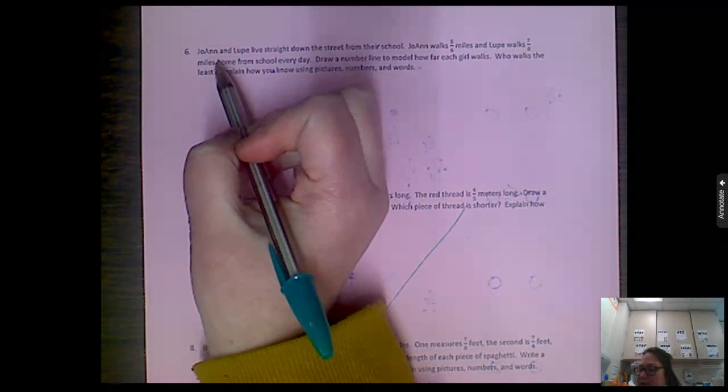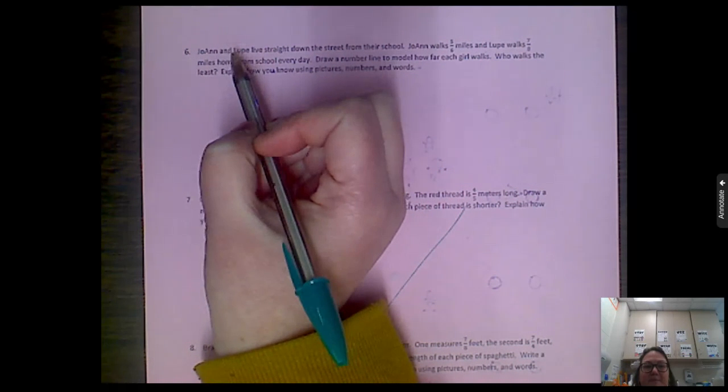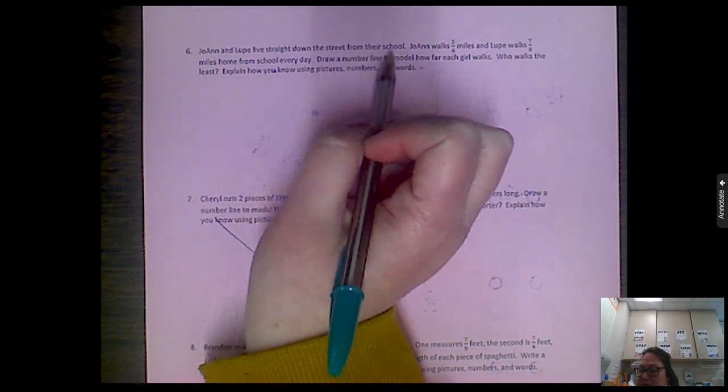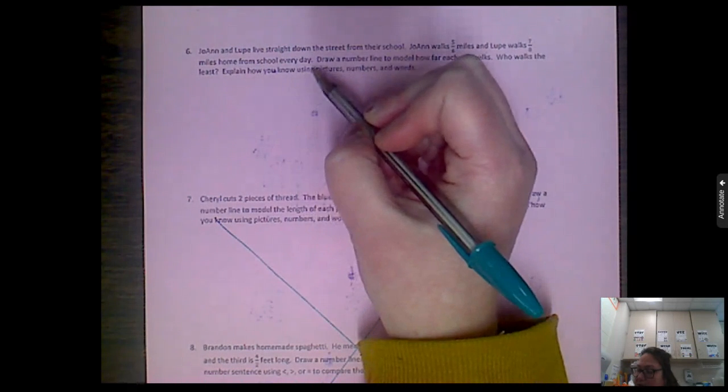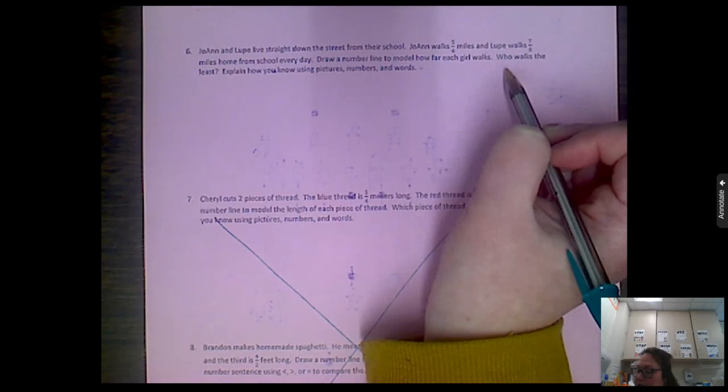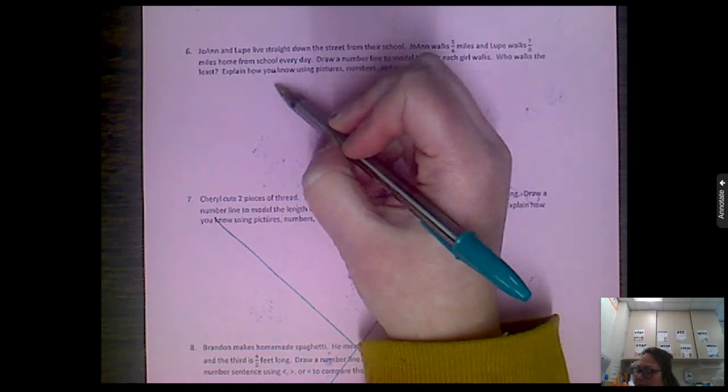So let's read through number 6. Go ahead and put your finger or your pencil on Joanne, and will you read this right out loud with me? Okay, here we go. Joanne and Lupe live straight down the street from their school. Joanne walks 5-6 miles, and Lupe walks 7-8 miles home from school every day. Draw a number line to model how far each girl walks. Who walks the least? Explain how you know using pictures, numbers, and words.